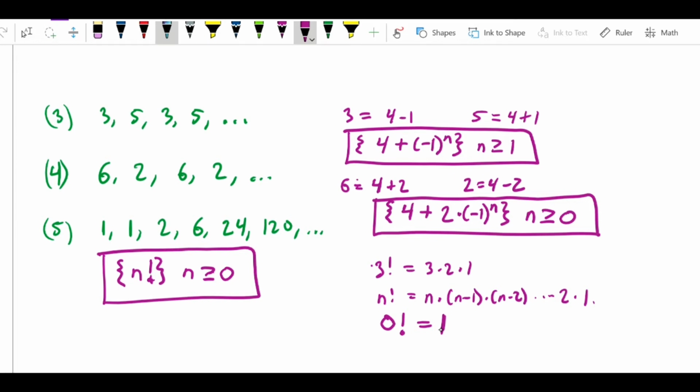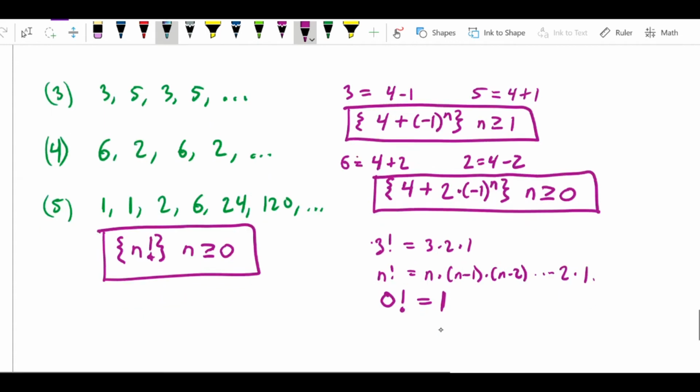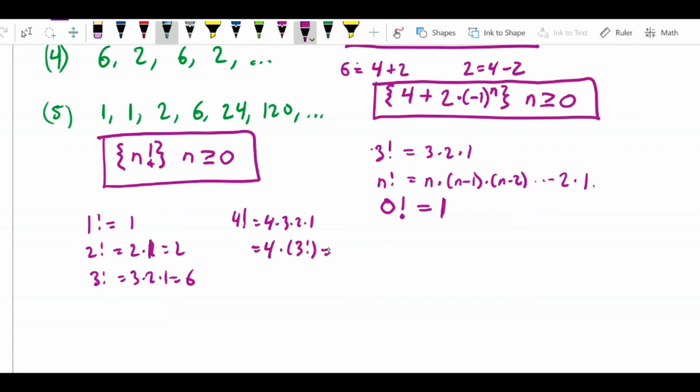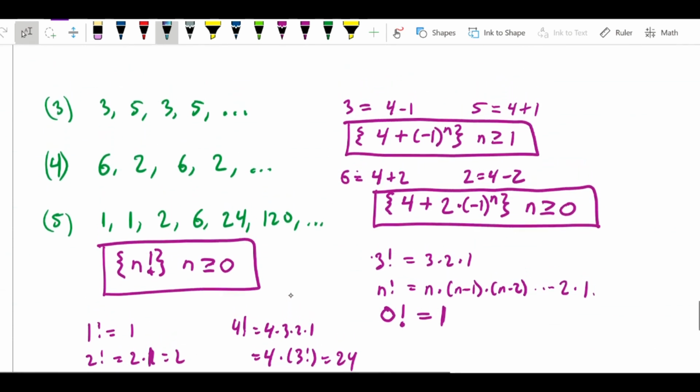So anyway, this is the sequence of that. 1 factorial is just equal to 1, 2 factorial equals 2 times 1, which is 2, 3 factorial is 3 times 2 times 1, which is 6. 4 factorial is 4 times 3 times 2 times 1, which, by the way, is just 4 times 3 factorial. So 4 times 6 is 24, and we can keep going like that. So this is the factorial sequence.